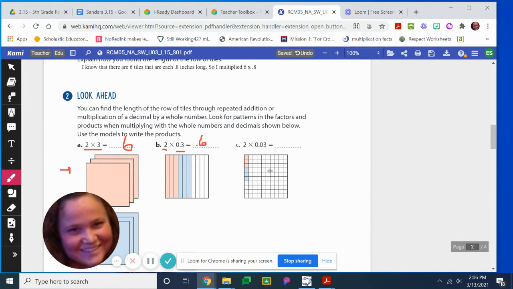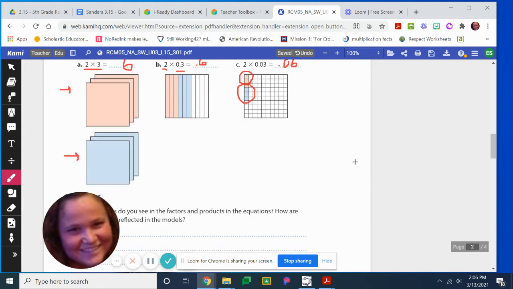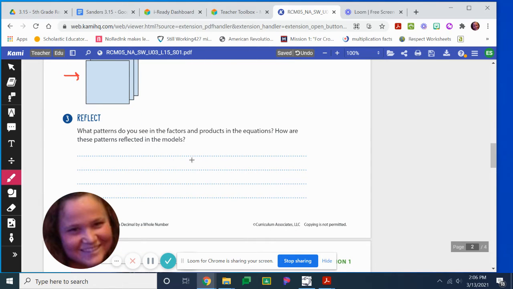total tenths. And they're doing the same thing with the hundredths over here. So 2 times 3/100. I've got one set of 3/100 and another set of 3/100. And in total, I have 6/100. I'm sure you've seen a pattern here. It says, what patterns do you see in the factors and products in the equations? How are these patterns reflected in the models?